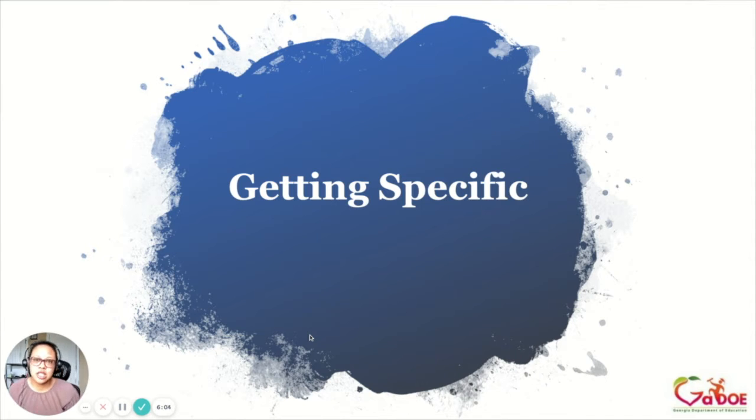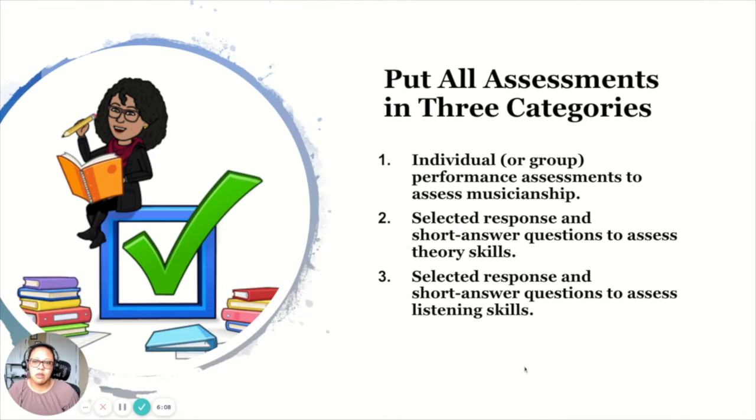All right. So let's get specific about building these formative assessments. First, before we start to build, we want to put all the assessments in three categories. The first category is individual or group performance assessments to assess musicianship. That's the first category. And then selected response and short answer questions to assess theory skills. That's the second category. And then selected response and short answer skills to assess listening skills.